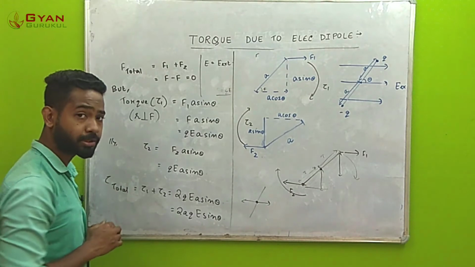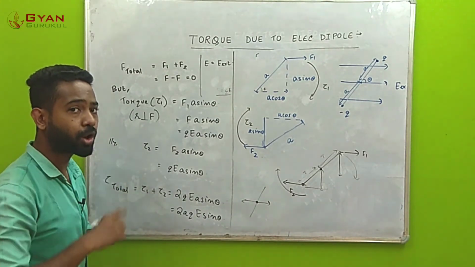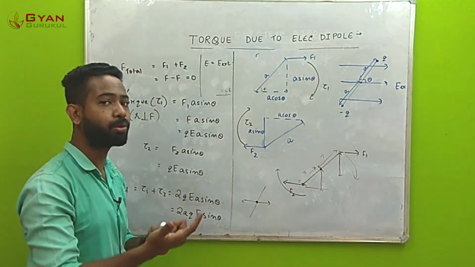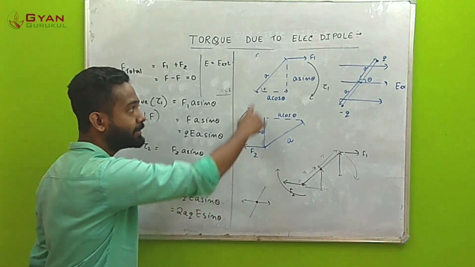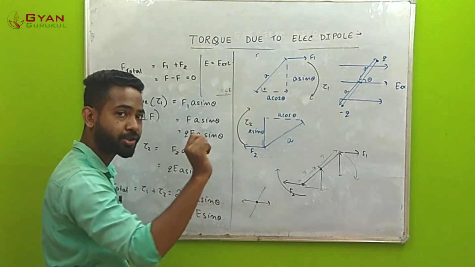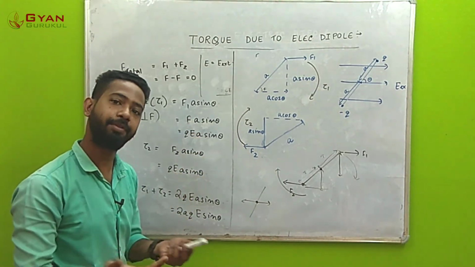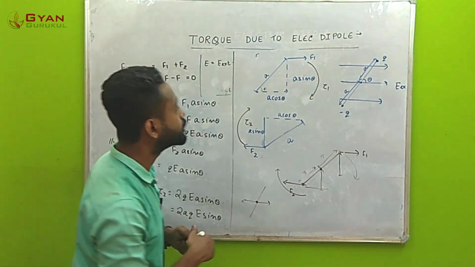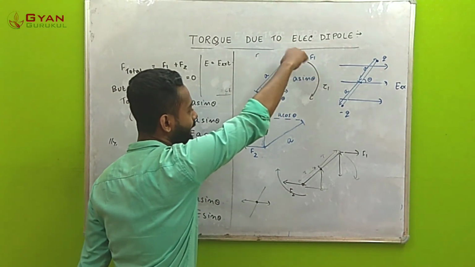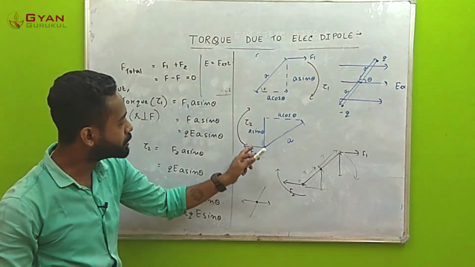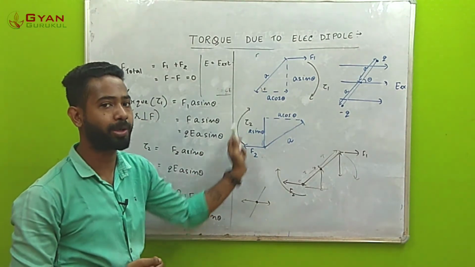So what would be the total torque in this situation? The total torque will either be given by adding both the torques or subtracting both the torques. Now if both the torques are in the same direction, if the rotation is in the same direction, both of the torques would be added. If they are in the opposite direction, they will be subtracted. So as you can see here, F1 is rotating the charge in the clockwise direction. Similarly, F2 is also rotating the charge in the same clockwise direction.